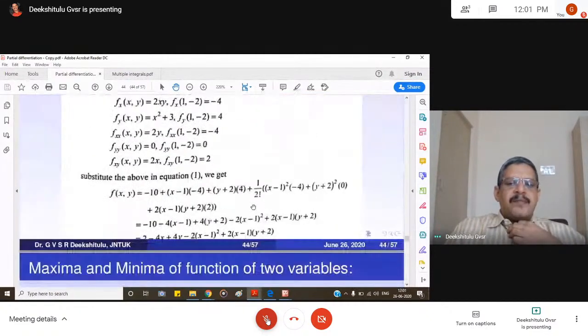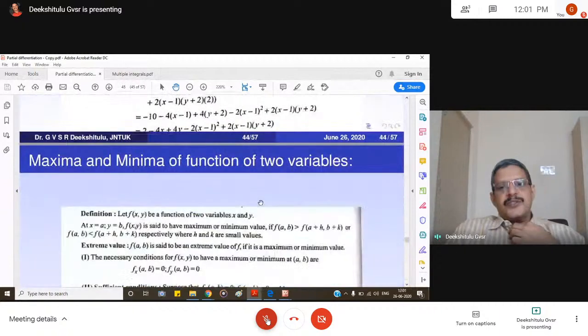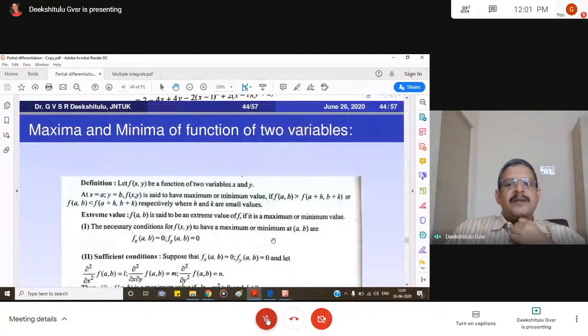And then maxima and minima of functions of two variables. We have seen maxima of a function of one variable. Now we see maxima and minima of a function of two variables. What happens is, let f of x, y be a function of two variables x and y. Let x is equal to a, y is equal to b.